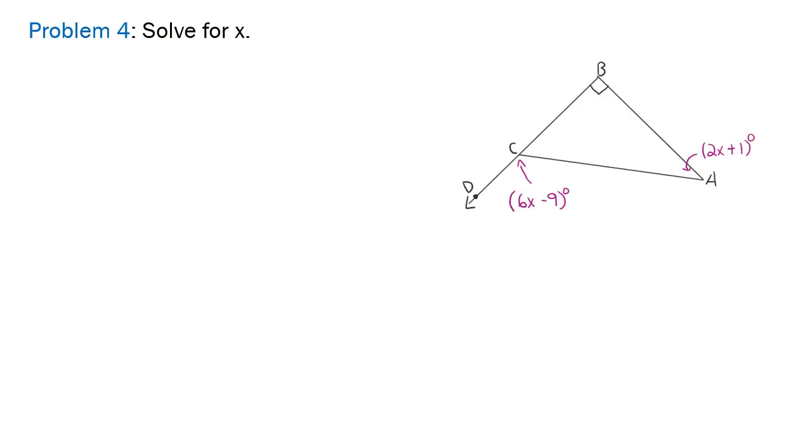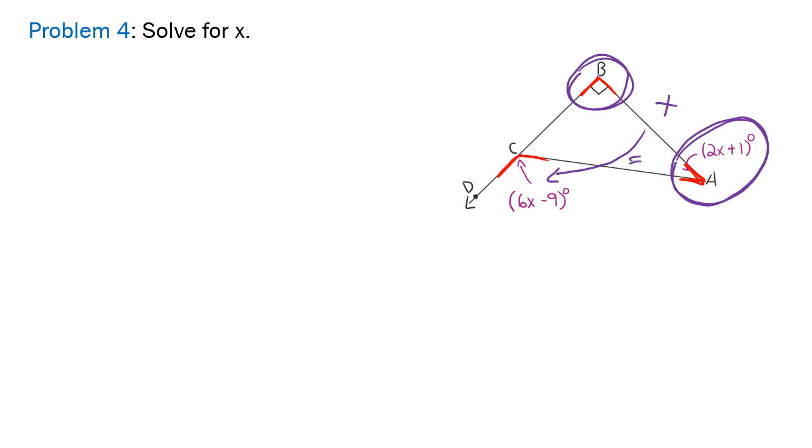So if we're looking at this one, we need to solve for x, and we can see that they have given us this angle over here. They've given us this angle over here. And they give us an expression for the exterior angle. Once again, if you take the two remote interior angles, this one here and this one here, if we add them together, it's going to equal the exterior angle.